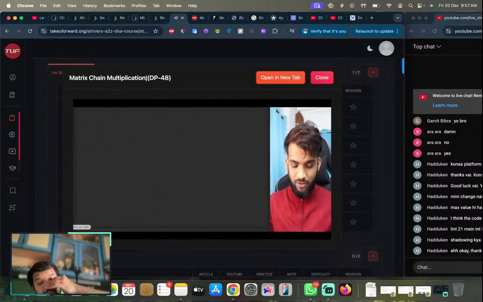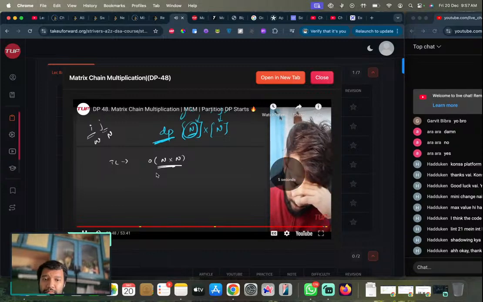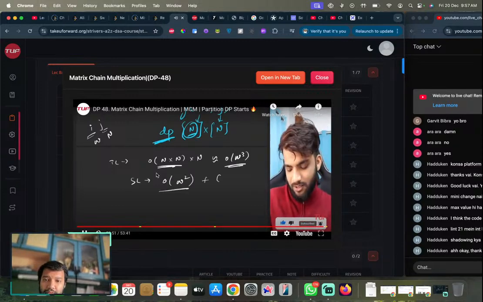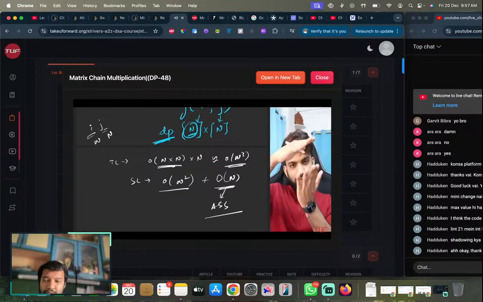What is the time complexity of this particular method? What we have done is memorization. There are n into n states, and there's a loop, thereby the complexity is big O of n square as of now, plus stack space. Yes, there is definitely a stack space of big O of n. This is auxiliary stack space.